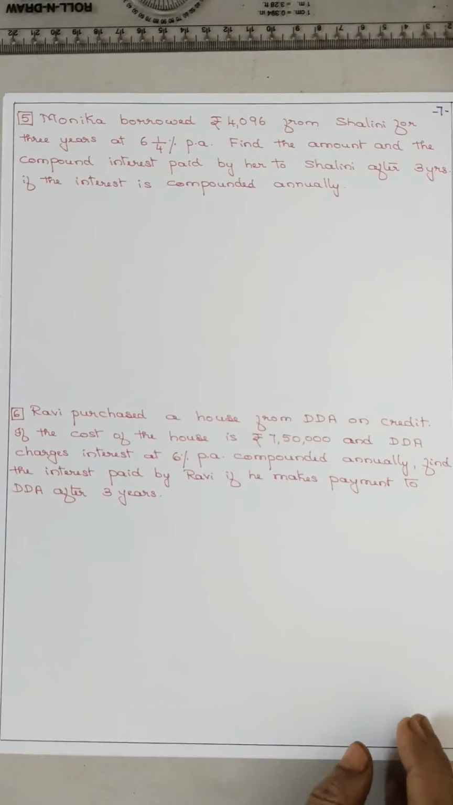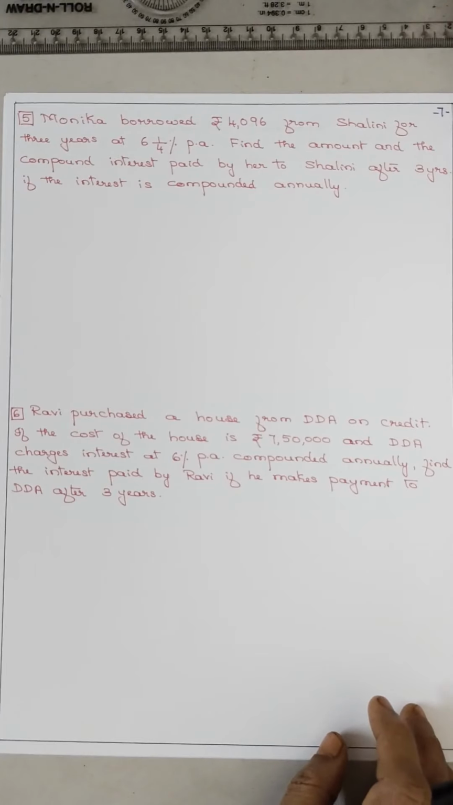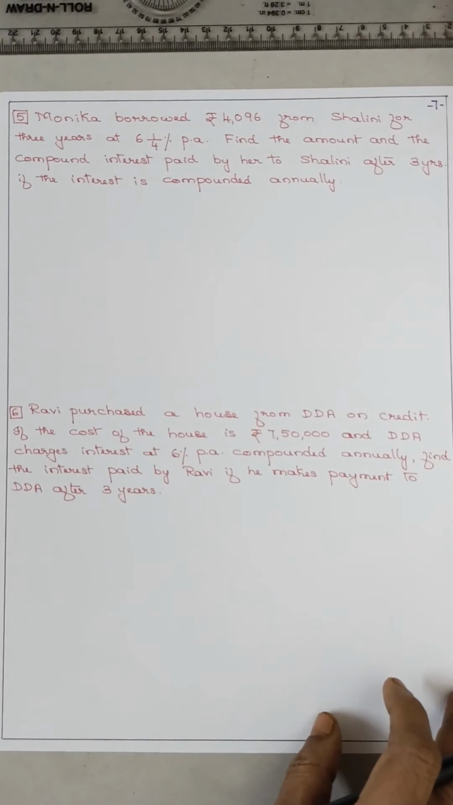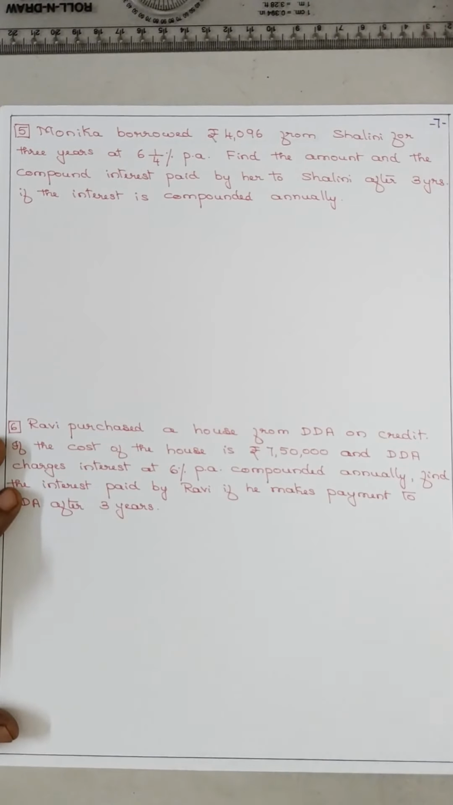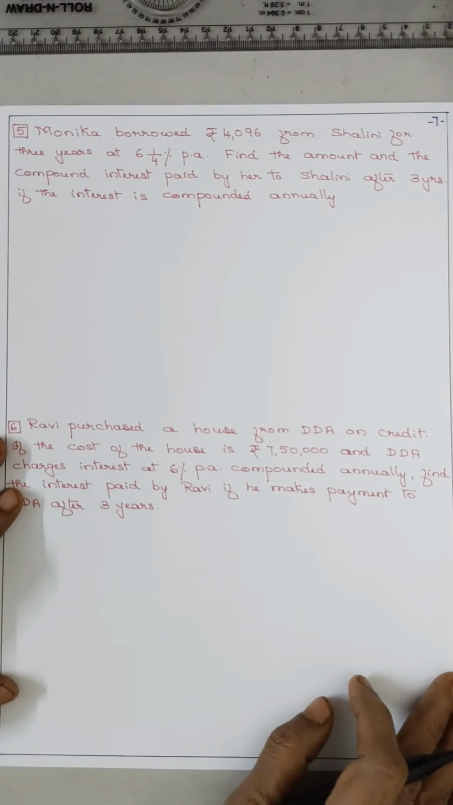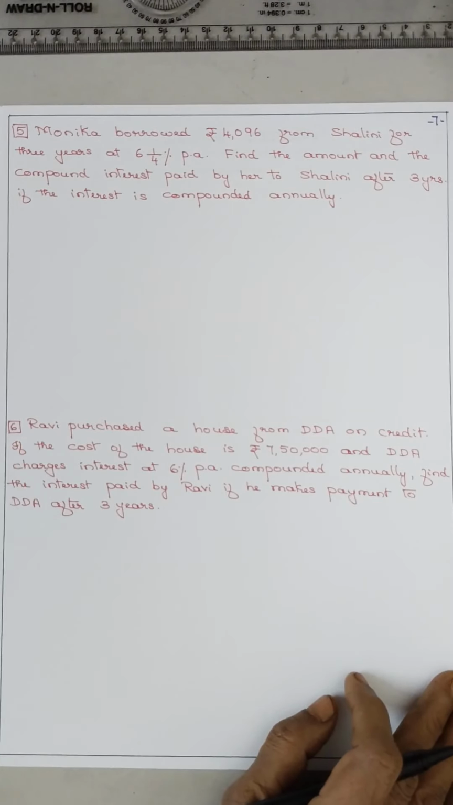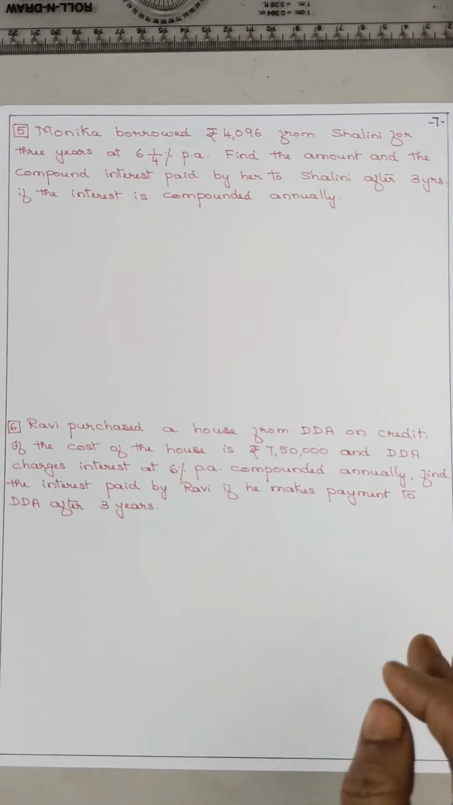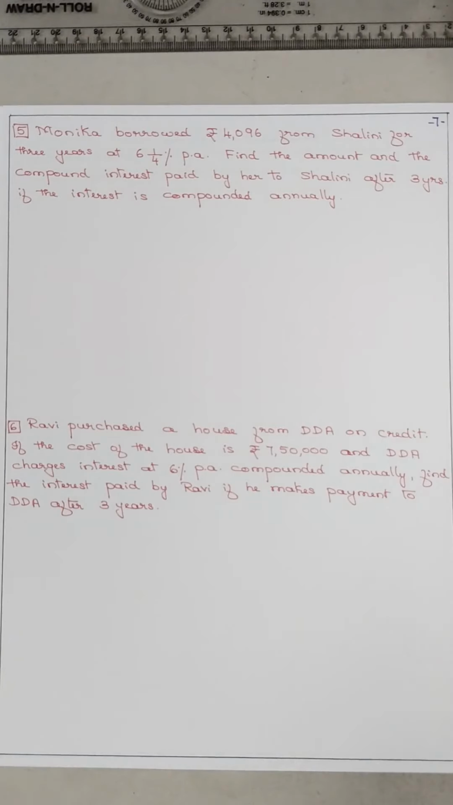Now coming to the 5th sum. Manika borrowed 4,096 from Shalini for 3 years at 6.1/4% per annum. Find the amount and the compound interest paid by her to Shalini after 3 years if the interest is compounded annually. So in each sum they have asked either compound interest or interest compounded annually. That word should be important.